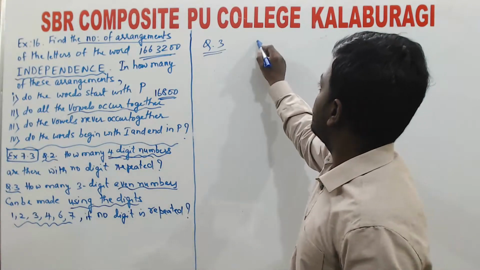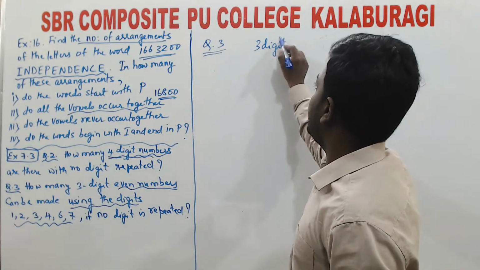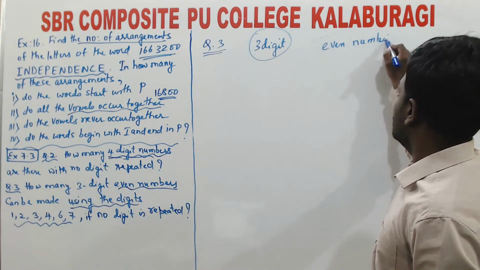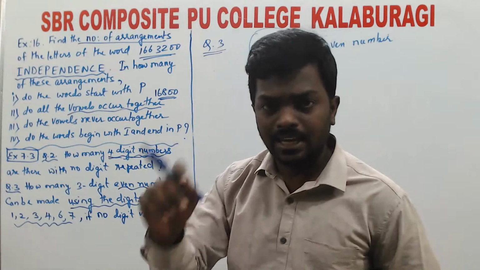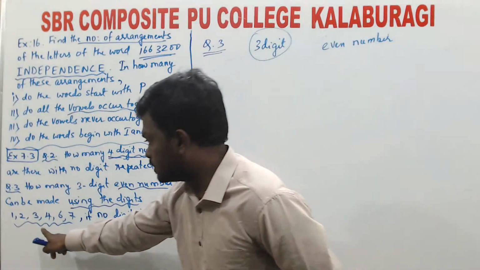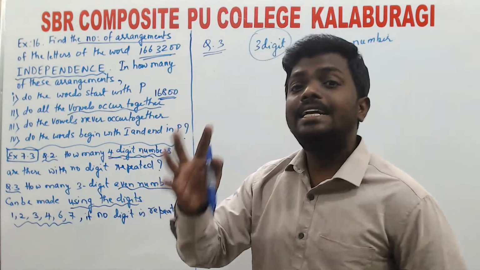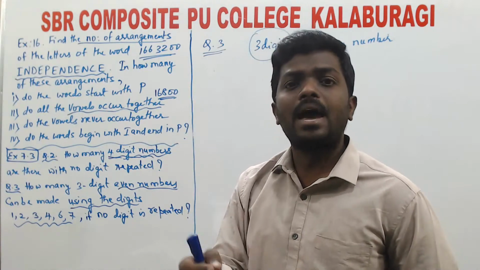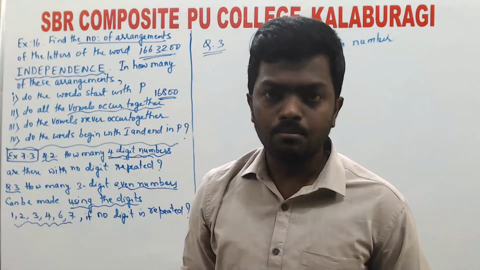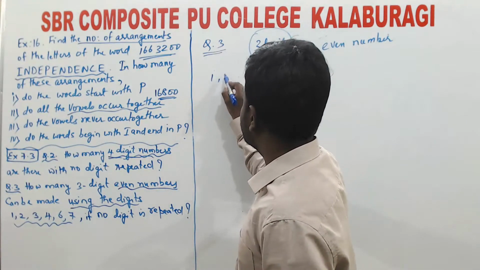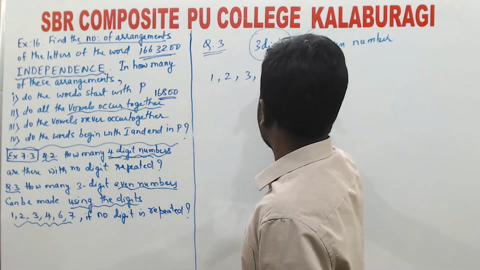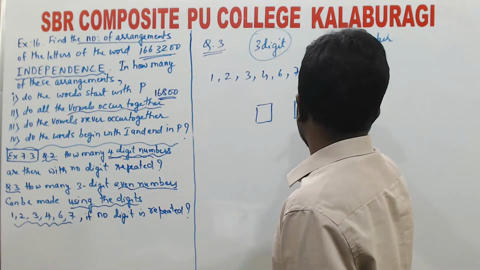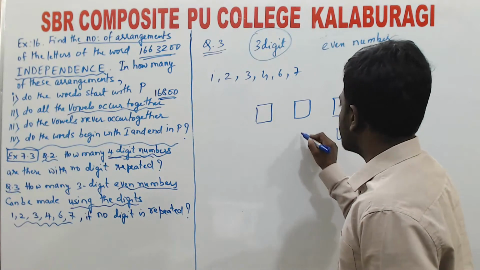We need to solve a 3-digit number with one condition: even numbers. It has to be a 3-digit even number only, using these digits. So when is a number even? When the units place is occupied only by even digits. So what are the digits given? 1, 2, 3, 4, 6, 7. Okay, so let me draw a 3-digit number. Right, so this is the units place.